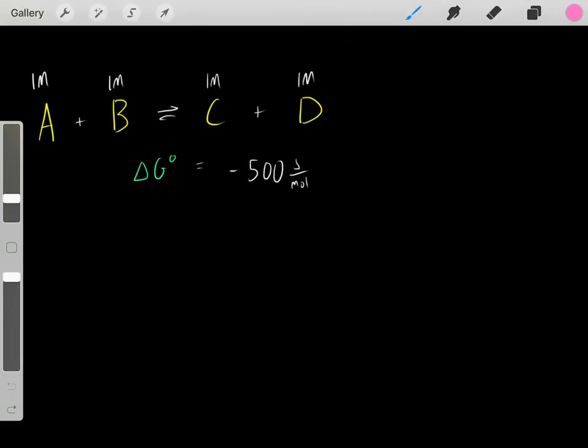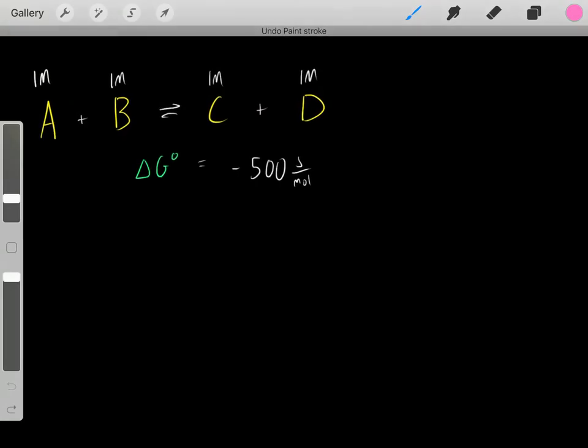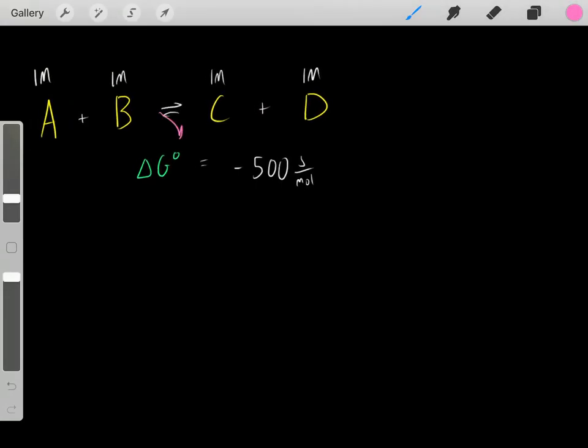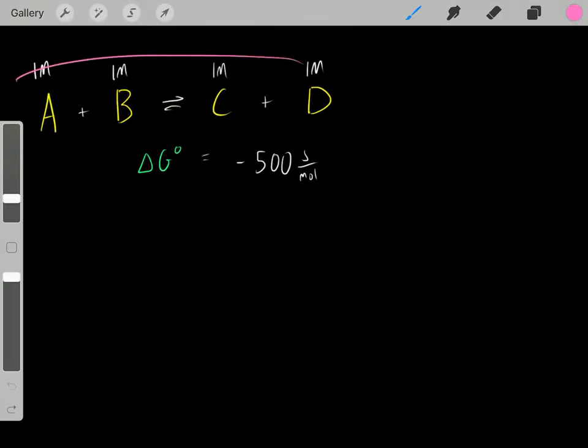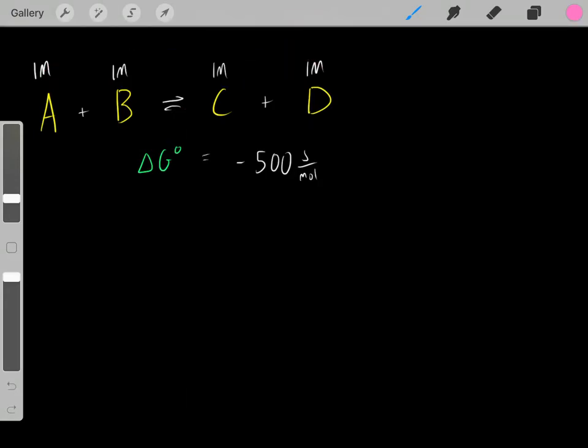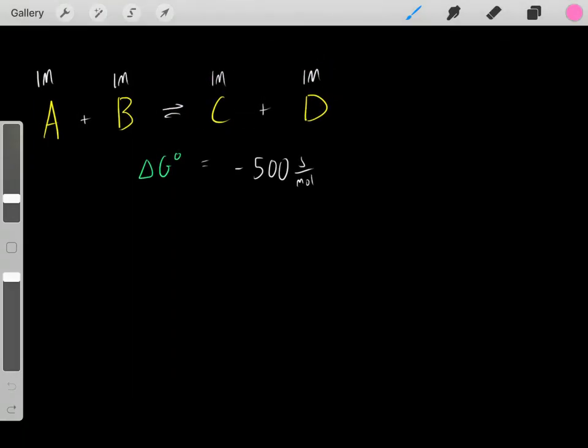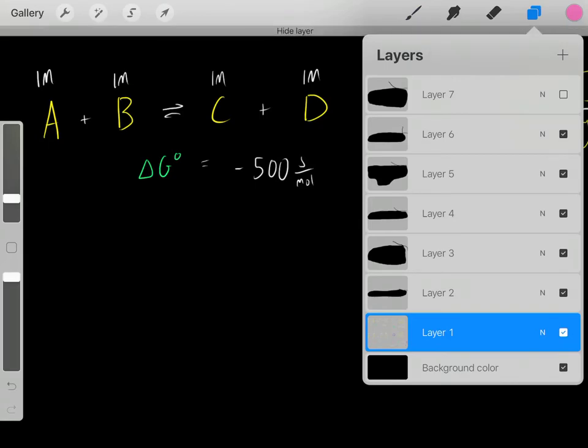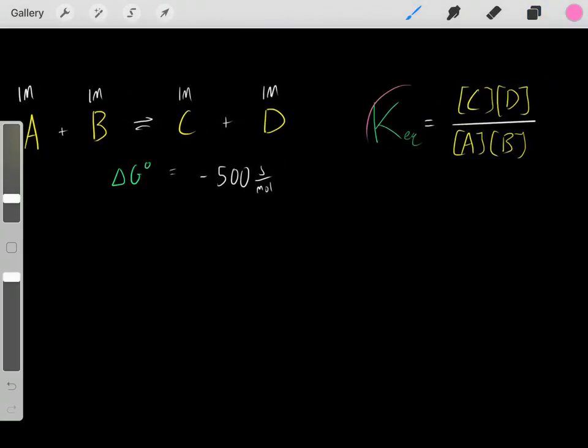Well, this tells us when we're at standard state conditions, so therefore when we have 1 molar concentration of all reactants and products, this reaction releases energy. It releases 500 joules per mole. So therefore this reaction under these conditions wants to form products, because when it goes in this direction, it releases energy. So therefore this reaction under these conditions wants to go towards products and wants to create more products. So therefore we can also infer that this reaction must have a KQ, an equilibrium constant, larger than 1.